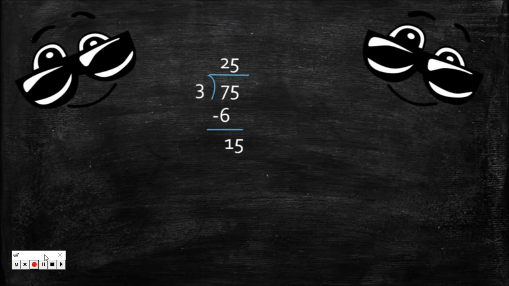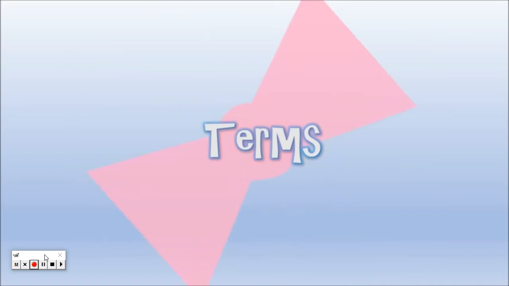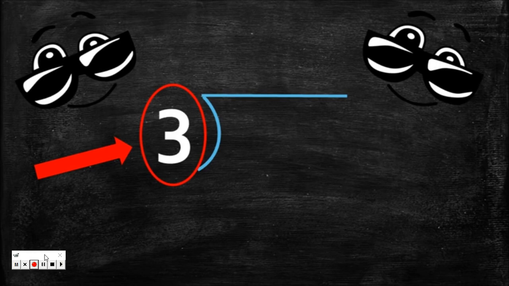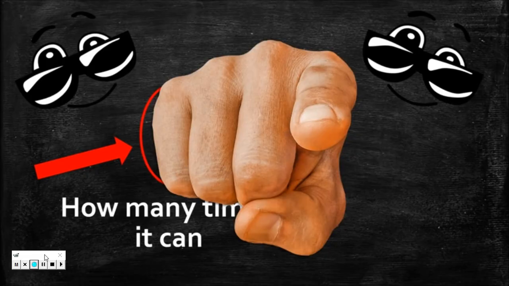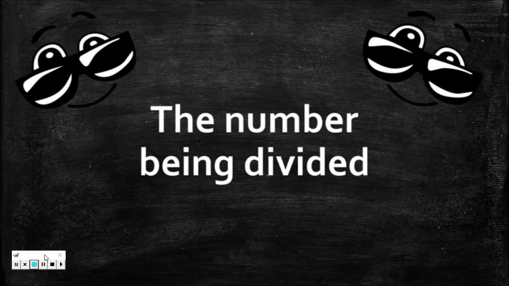Before we break the long division problem down, here's a couple of terms that you're gonna hear about. Divisor is the number that goes into another. How many times it can is what you will discover. The dividend is the number being divided.